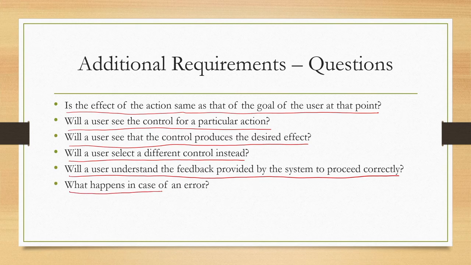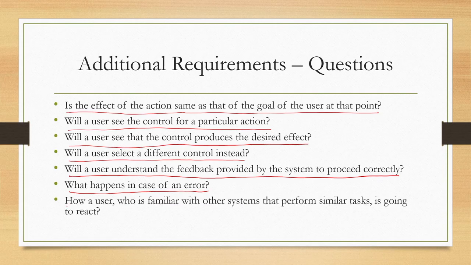What happens in case of an error? So, whether the error is taken care of, and how a user who is familiar with other systems that perform similar tasks is going to react. So, these questions are slightly different from the questions that we have seen earlier. These are somewhat broader generic type of questions, and based on this type of generic questions, we can frame an individual list of questionnaire for each task scenario as we have done in the example.